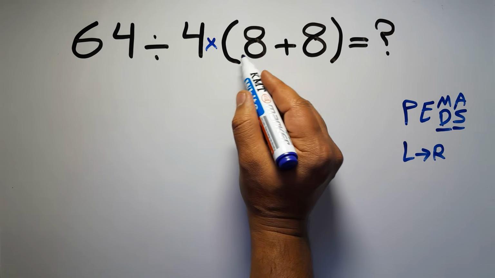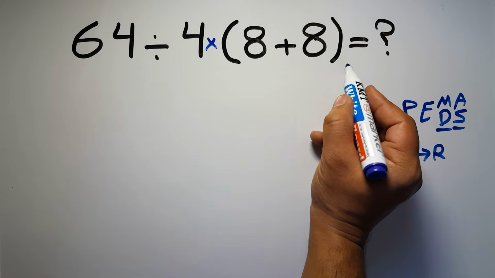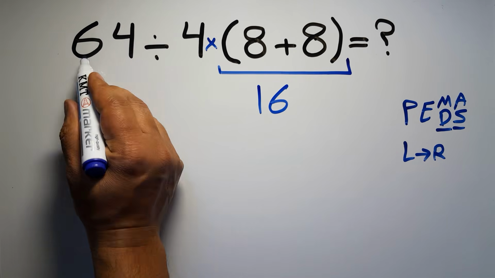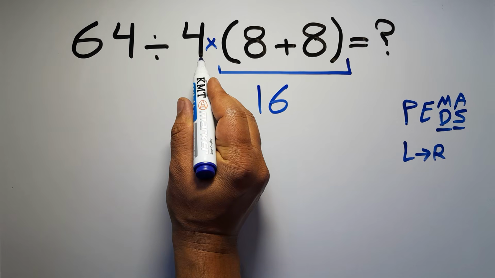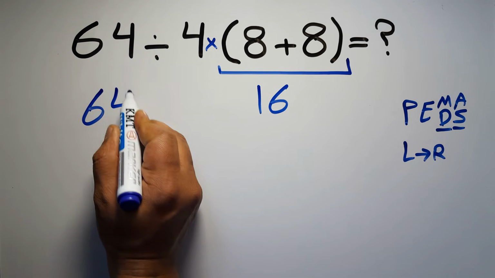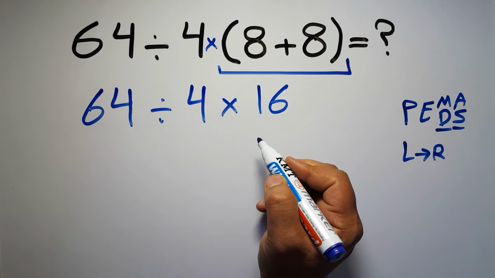So first we have to do this parentheses. Inside this parentheses we have 8 plus 8, which equals 16. So 64 divided by 4 times 16. Divided by 4, then times 16.